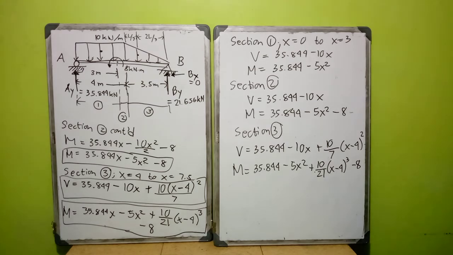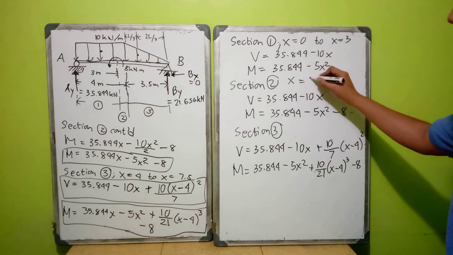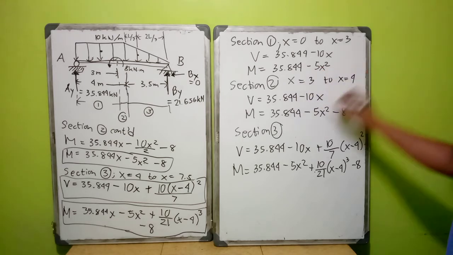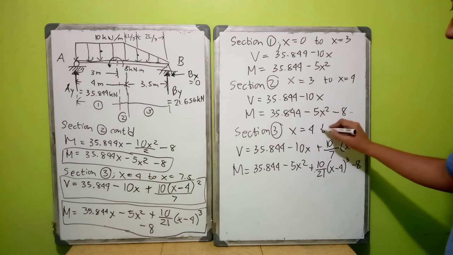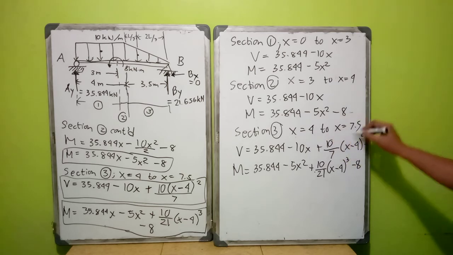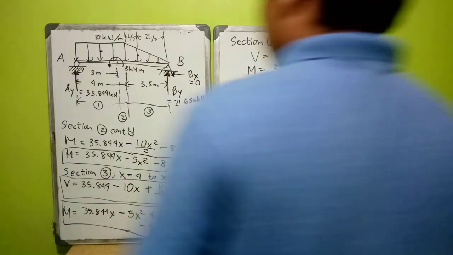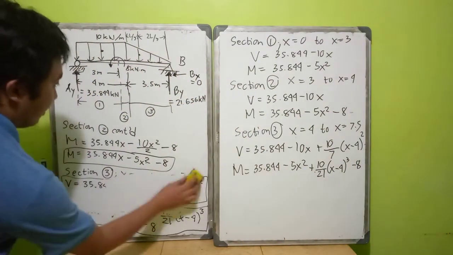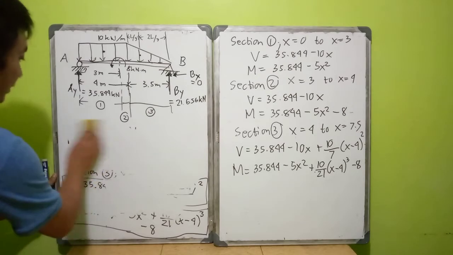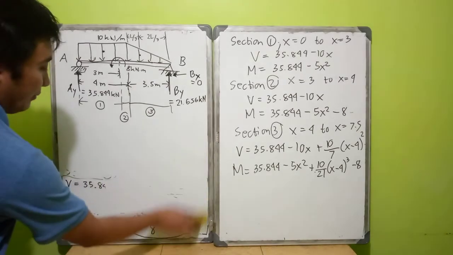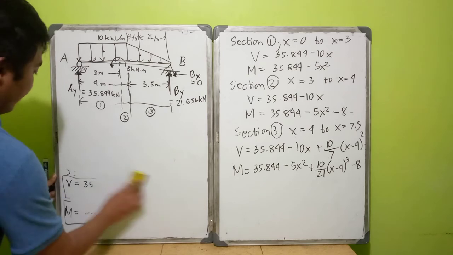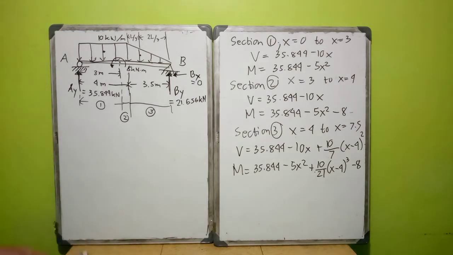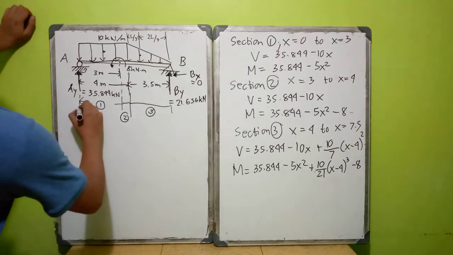So these are x equals 3 to x equals 4, and x equals 4 to x equals 7.5. So we can now draw your shear and moment diagram, and then we can check whether our computed reactions are correct.